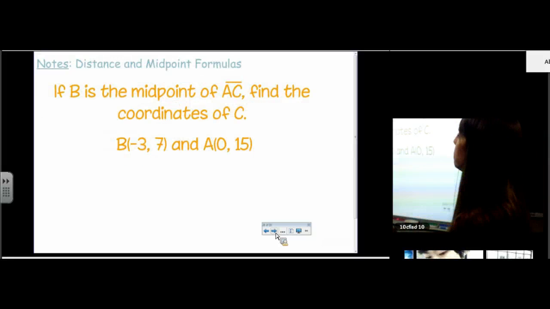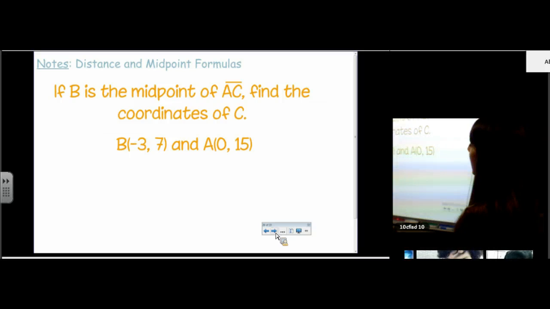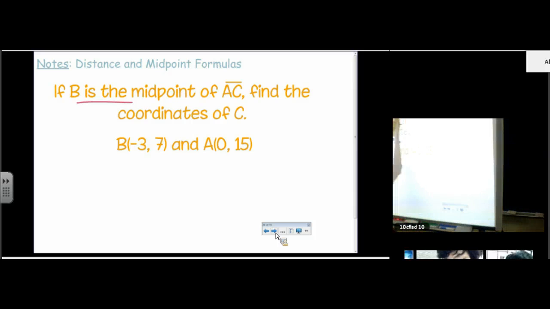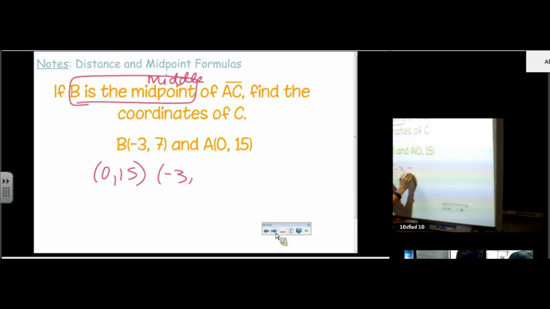All right, next one. B is the midpoint of AC. Find the coordinates of C. So be careful. B is the midpoint, so make sure you're putting that one in the middle. Make sure you're putting it in the middle. So I'm going to put 0, 15, then negative 3, 7, then empty, empty.